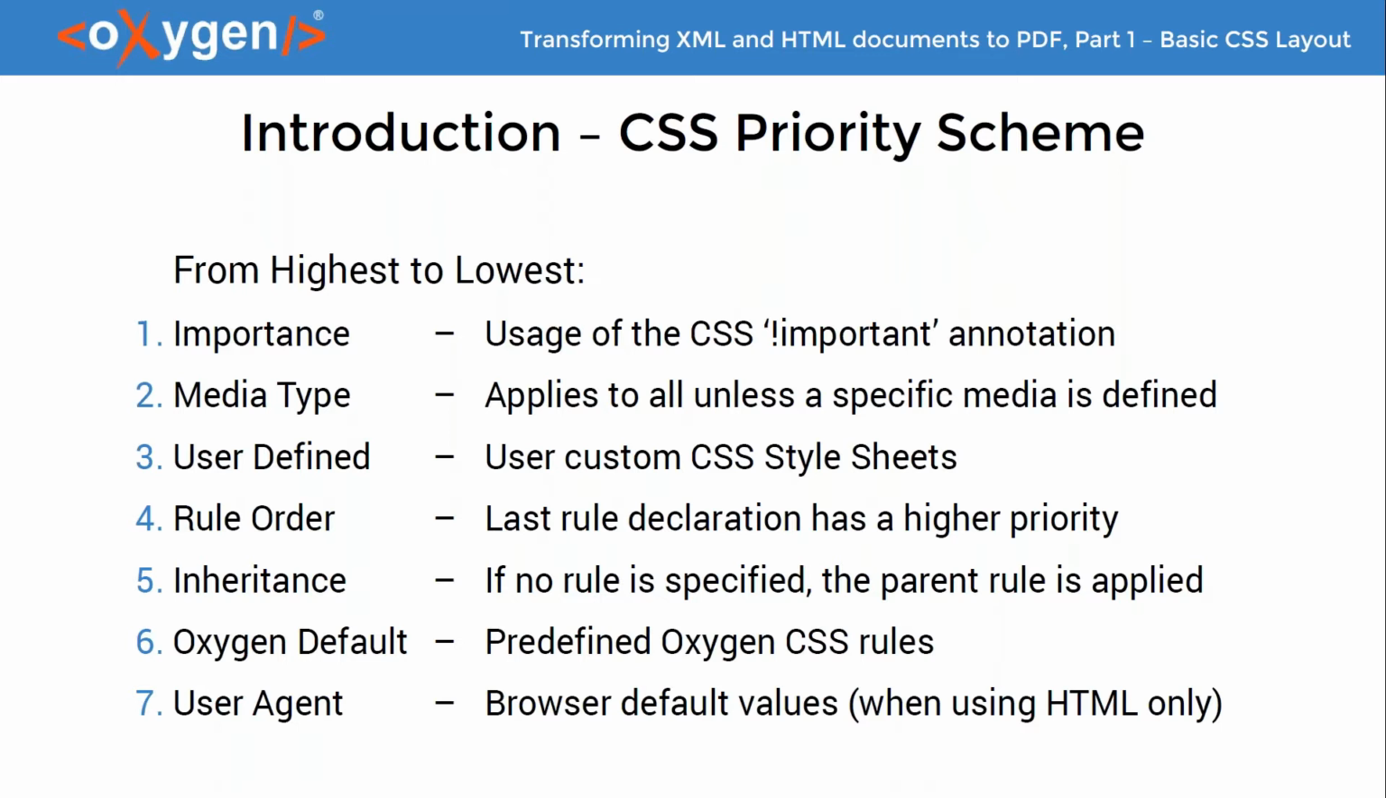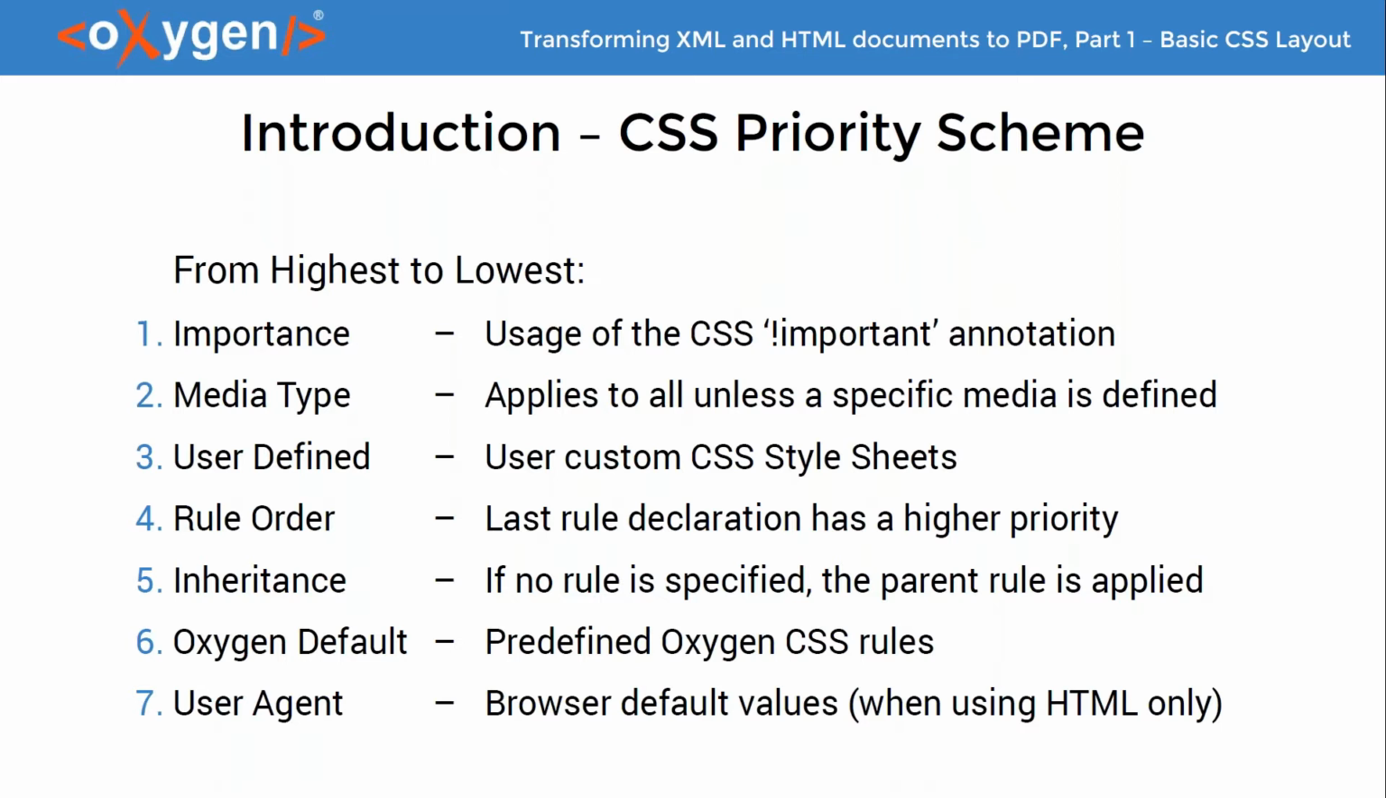For example, the first one is quite obvious. It's the CSS important annotation. This makes the property the most important of all the properties. Then you will find all the media types. I will give you some other examples of media a little further on. Then the user-defined CSS style sheet, so your custom style sheet. You will mainly use this in your customizations.